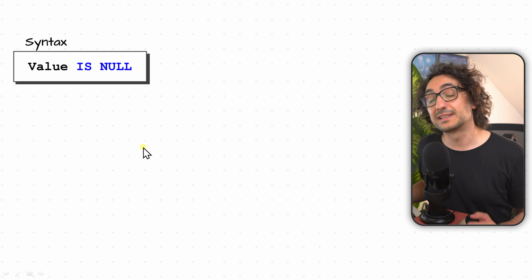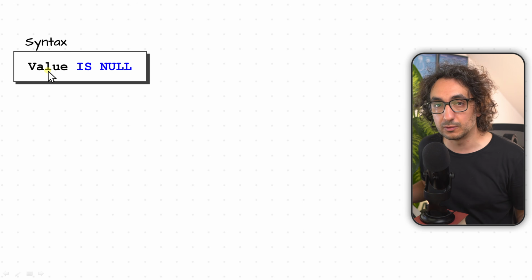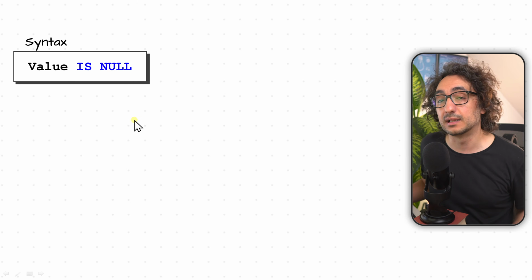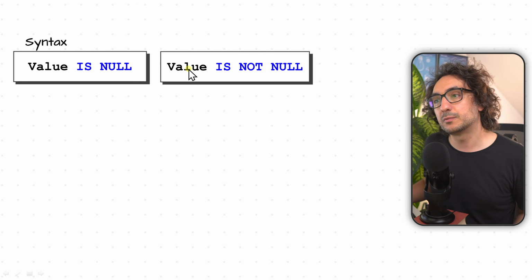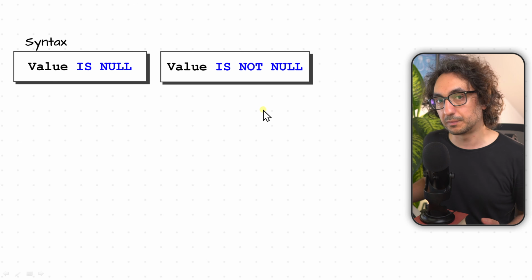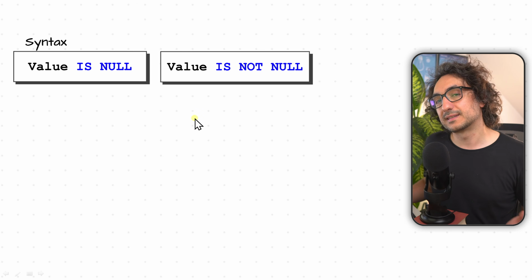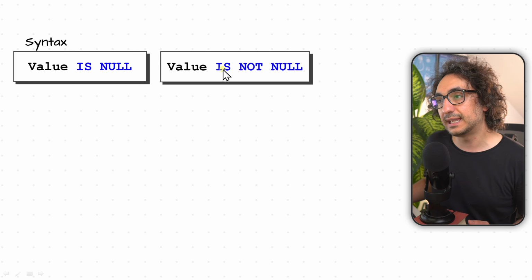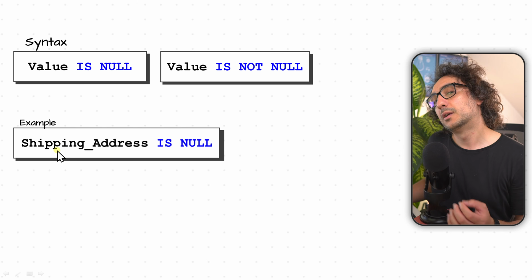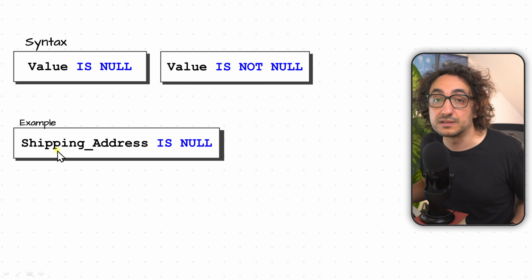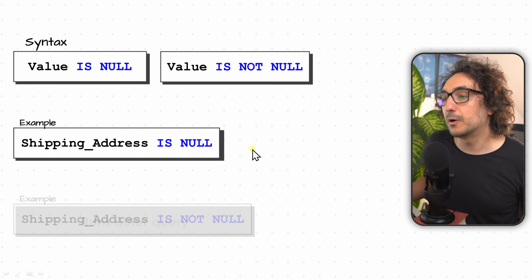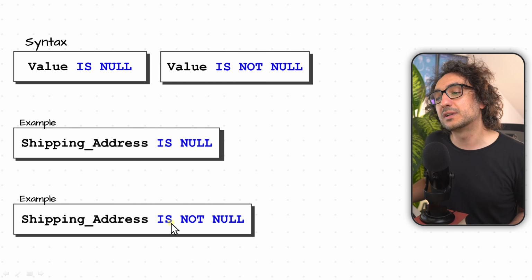Okay, so the syntax for that is very simple. It starts with a value or expression, and then after that, we're gonna have the keyword is null. And the is not null is exactly the same, so we have a value, then afterwards we have the is not null, so we have the not operator after that. So it's very simple. Let's have an example. We are checking whether the value of the shipping address is null, so we can have it like this: shipping address is null, or we can check the opposite whether it's not null, so the shipping address is not null.